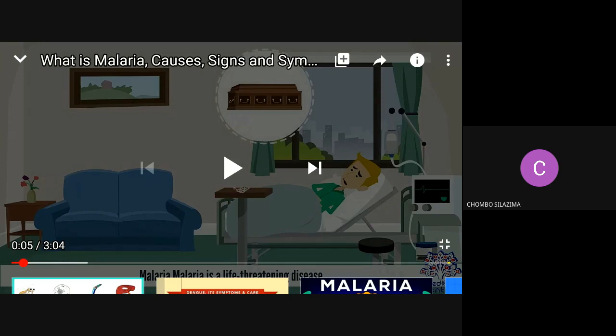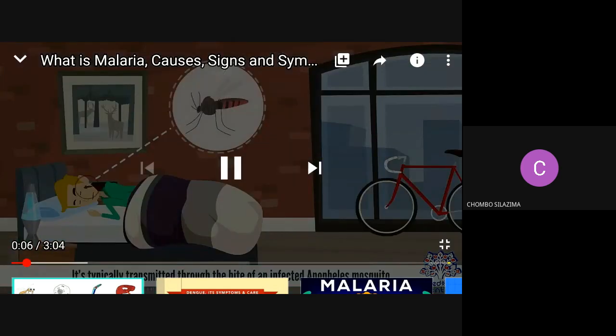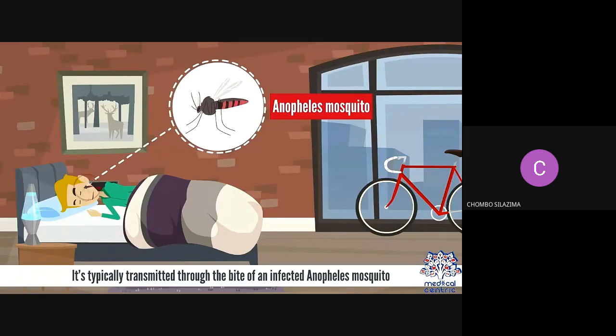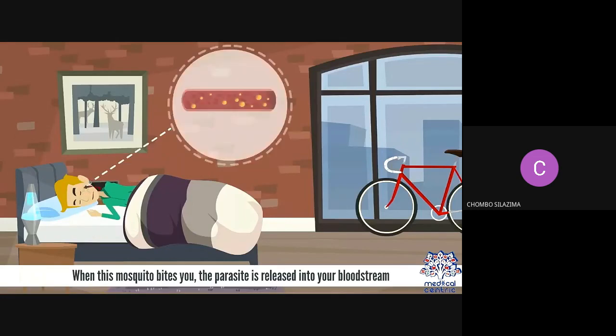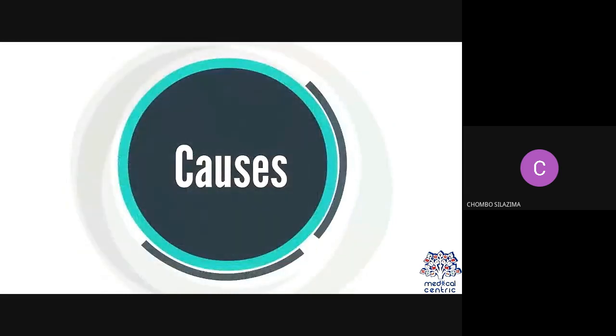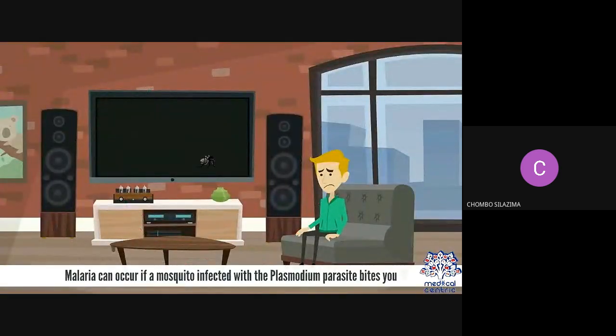Watch again and learn. Typically transmitted through the bite of an infected Anopheles mosquito. Infected mosquitoes carry the Plasmodium parasite. When this mosquito bites you, the parasite is released into your bloodstream. Causes. Malaria can occur if a mosquito infected with the Plasmodium parasite bites you.